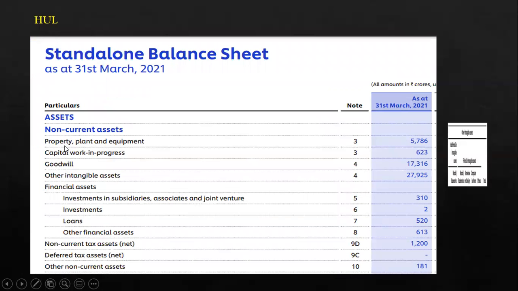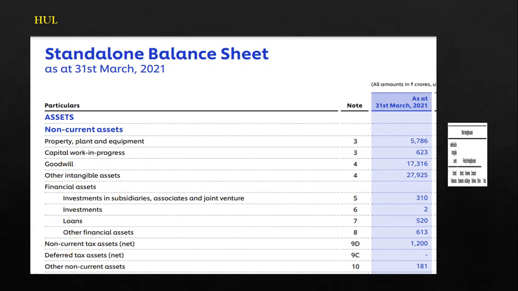In case of HUL, we can also see the same composition because the way the financial statements are presented is as per the Companies Act. So the composition more or less remains the same. The way they're presented, they look alike. But what is important is to understand the measurement of those items. What consists of these items which fall under the property, plant, and equipment.